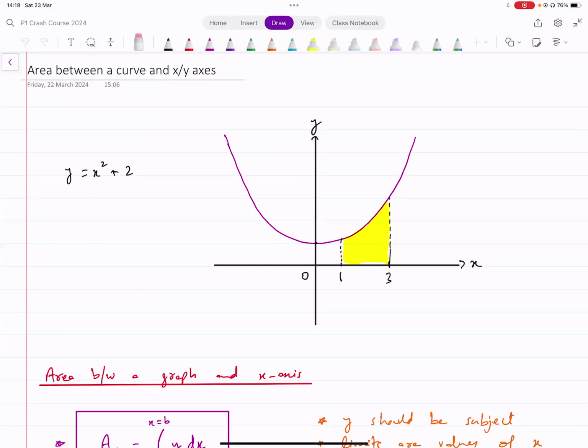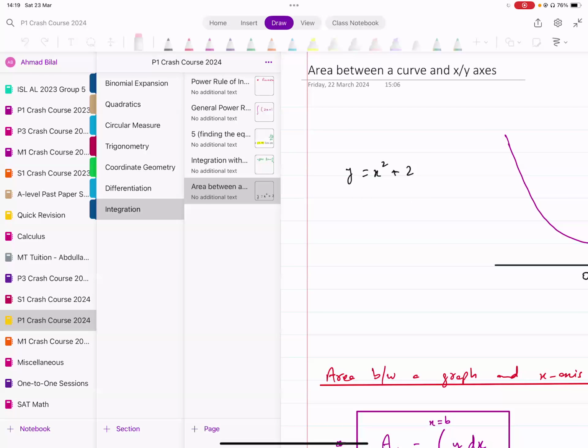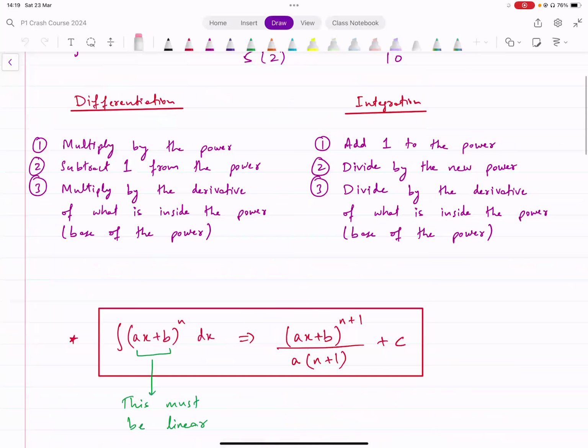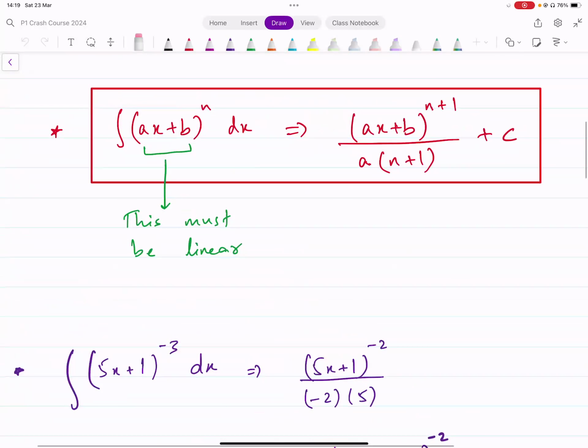We were doing P1 integration and we covered a couple of concepts in the last session. We talked about how to integrate functions using the power rule of integration. If you have ax plus b, the whole raised to power n, some linear expression raised to a power, how do you integrate that? You add 1 to the power, you divide by the new power, and you divide by the derivative of the base of the power. That's the rule that we discussed.